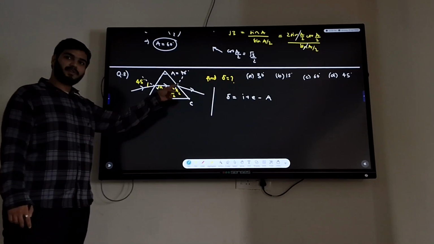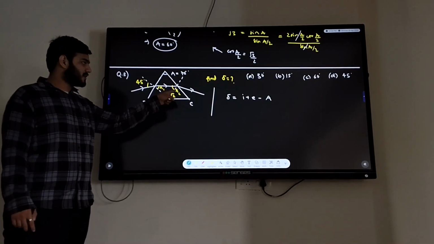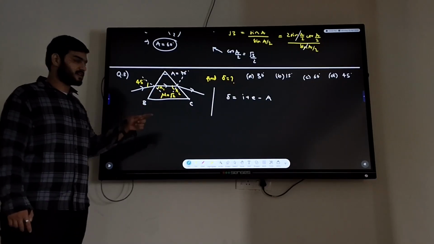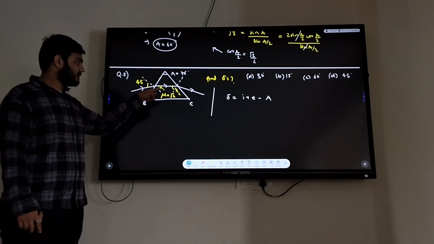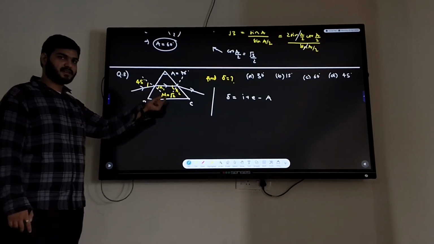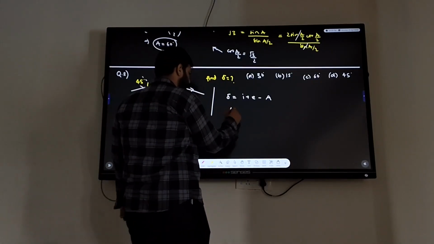If I know R2, will I be able to find E? By Snell's law. If I know R2, will I be able to find R1? I will find it by A equal to R1 plus R2. If I know R1, how will I find R1 by the way? If I apply Snell's law here, you will get it. Apply Snell's law.